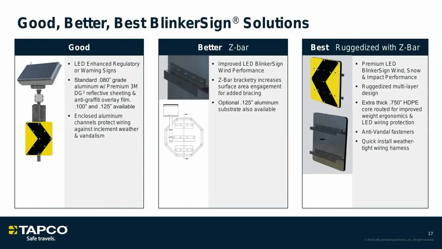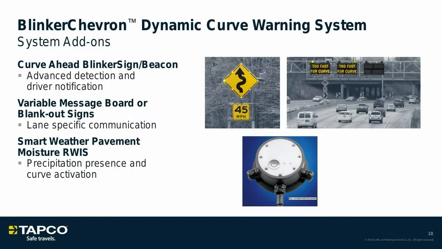Some of the system add-ons that we have for our dynamic curve warning systems is going to be obviously an advanced curve beacon, blinker sign, or static sign with a radar on it. So what we can do is in the majority of our blinker signs, the majority of our dynamic curve warning signs with our systems, we have an advanced warning.